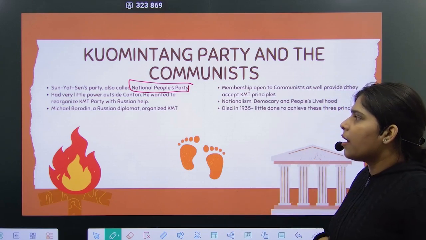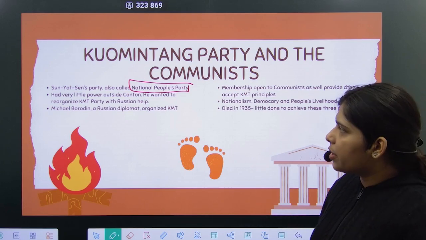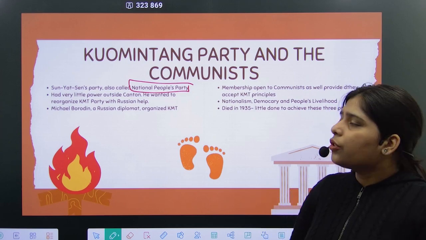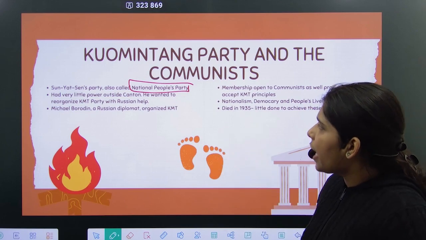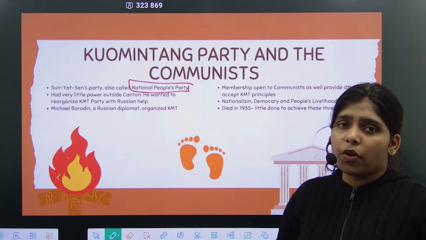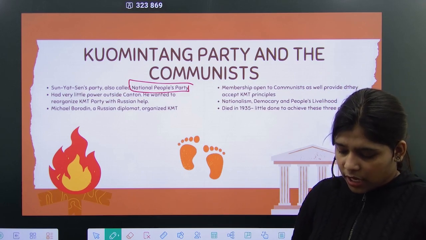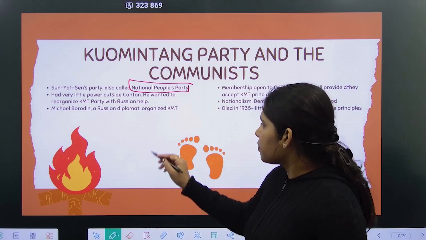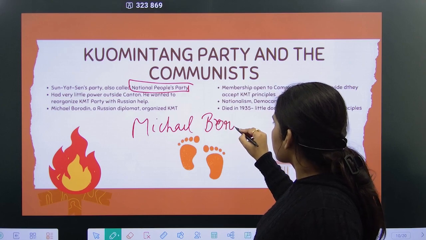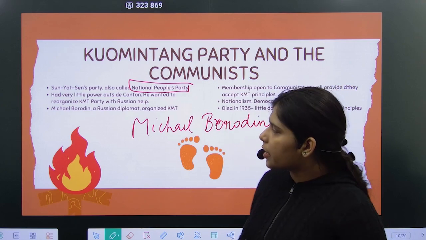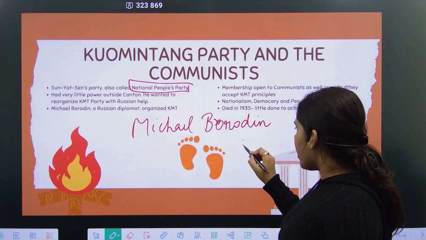We still had some British settlers, some European settlers, and Japan also at this particular time. So there were a lot of things, and Sun Yat-sen's power was very limited, limited to Canton only. But he definitely wanted to reorganize the KMT with the help of the Russians. So there was this Russian diplomat called Michael Borodin, sorry, not dictator, diplomat.